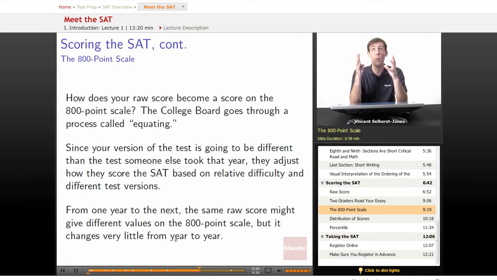How do we get from this raw score to the 800-point scale that we know so well and think of, I want the 2,400? The College Board goes through this process called equating. Now, your version of the test is going to be different than the test someone took last year, and the year before that, and the year before that, and also the test that someone will take next year.